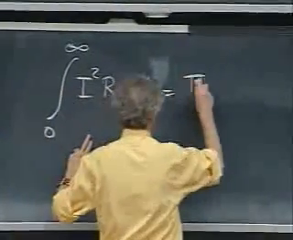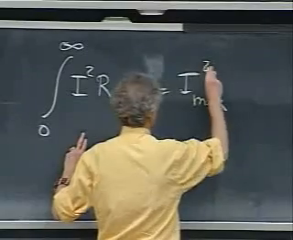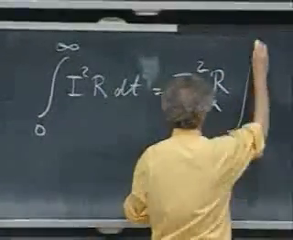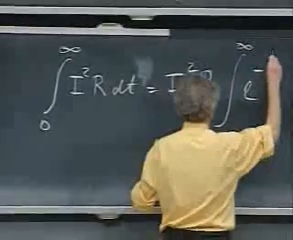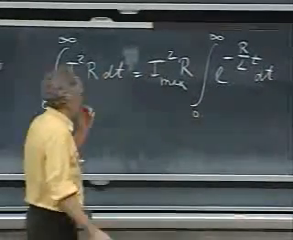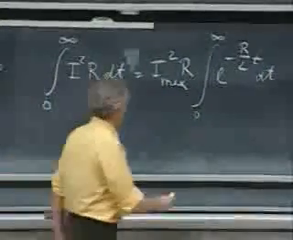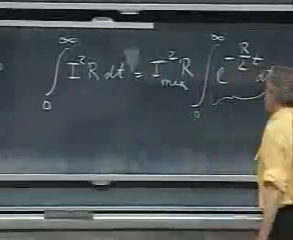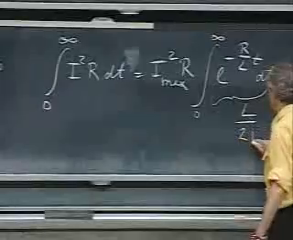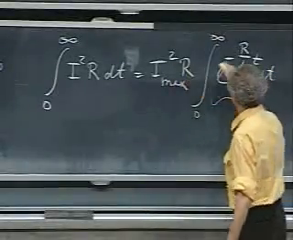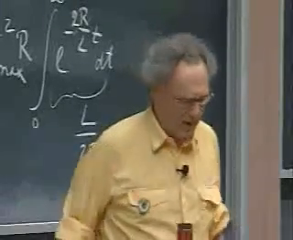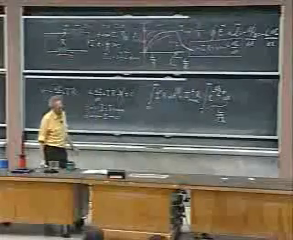So I can bring I max outside, and I can bring the resistance outside, and then I get the integral from 0 to infinity of e to the minus R over L times t dt. And this is a trivial integral. This integral is L divided by 2R. Oh, by the way, it is I squared, so I have a 2 here. It's very important. Don't forget the 2. And so that integral is L divided by 2R.